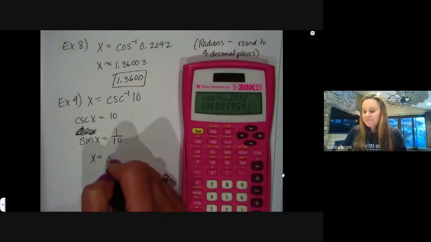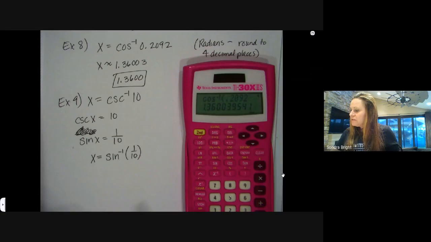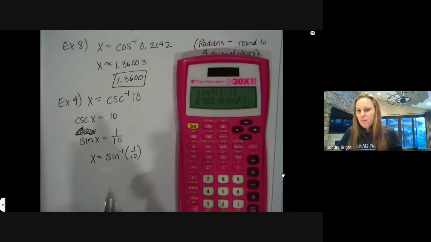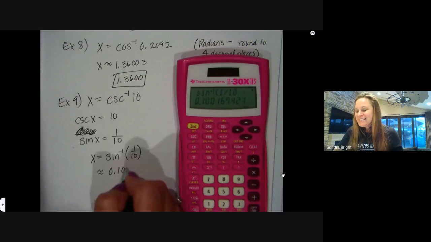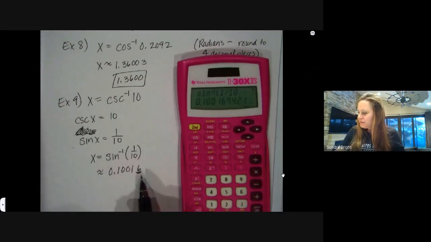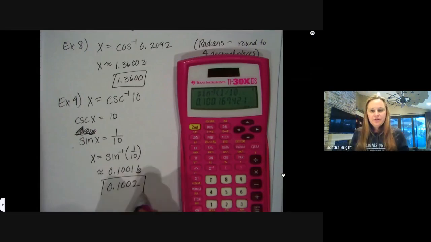And that you can put in your calculator. So I'll put inverse sine of 1 divided by 10. And that gives me 0.10016. That 6 is going to tell me bump up that 1 to a 2. So my answer will be 0.1002. There you go. All right.